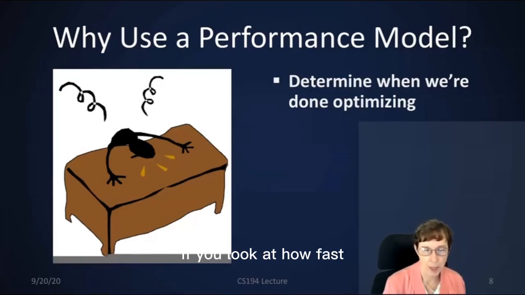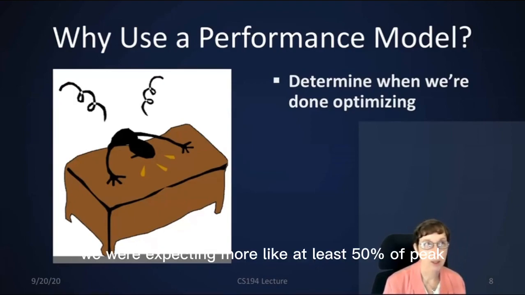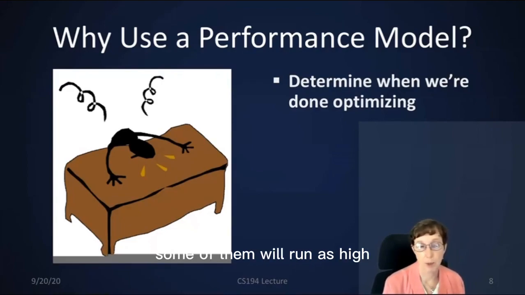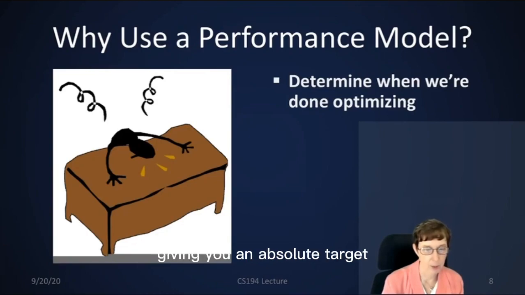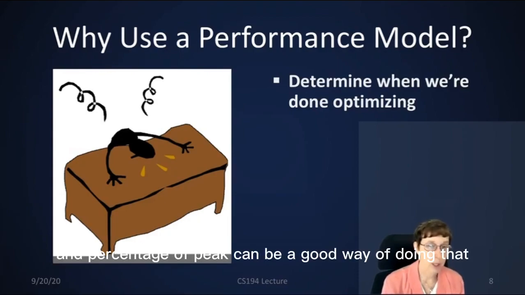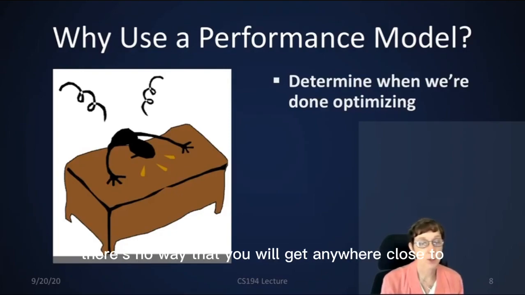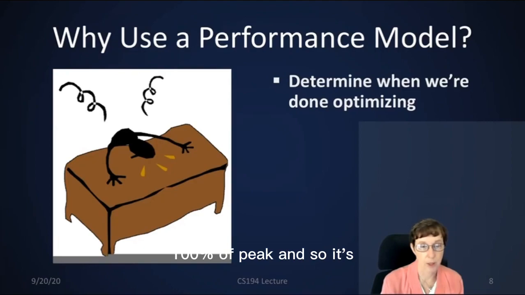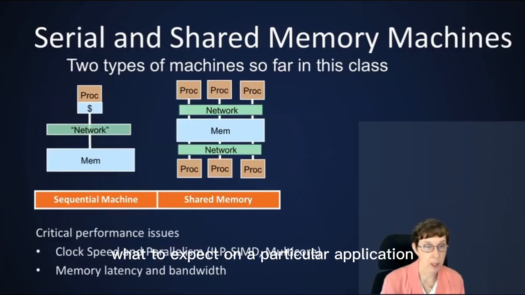If you look at how fast some of the implementations of matrix multiply go on the KNL hardware, we were expecting more like at least 50% of peak. Some of them will run as high, at least on certain matrix sizes, as 80% of peak. We knew that people were getting much lower numbers than that, so we're a little worried about giving you an absolute target that might have been much too aggressive. But it's very useful to know, and percentage of peak can be a good way of doing that. That's one model. But there are applications in which there's no way that you will get anywhere close to 100% of peak. And so you need something more sophisticated to tell you what to expect on a particular application.